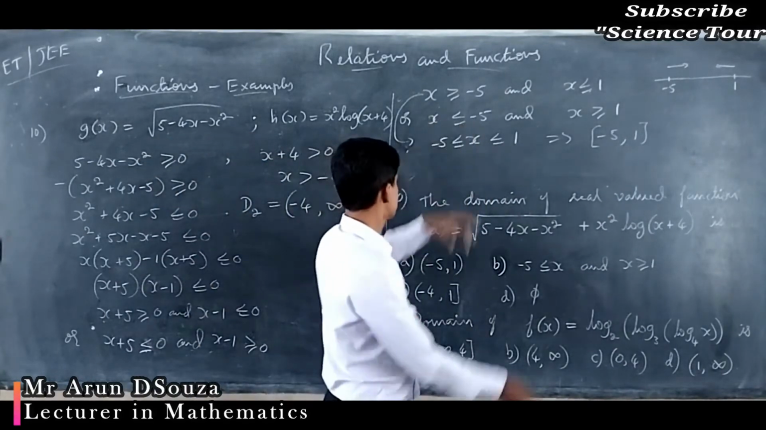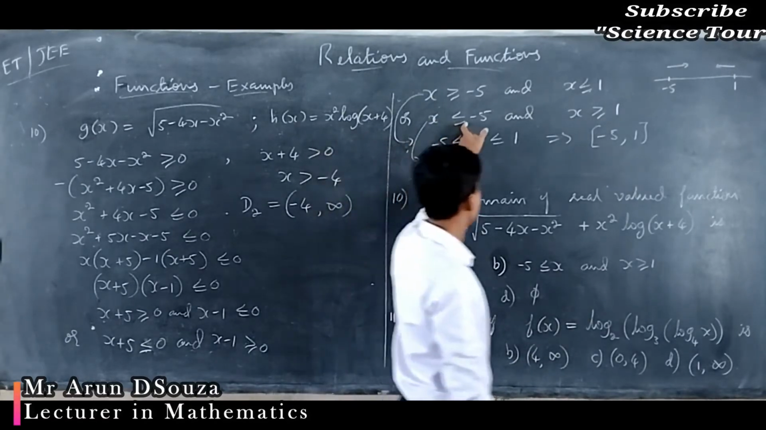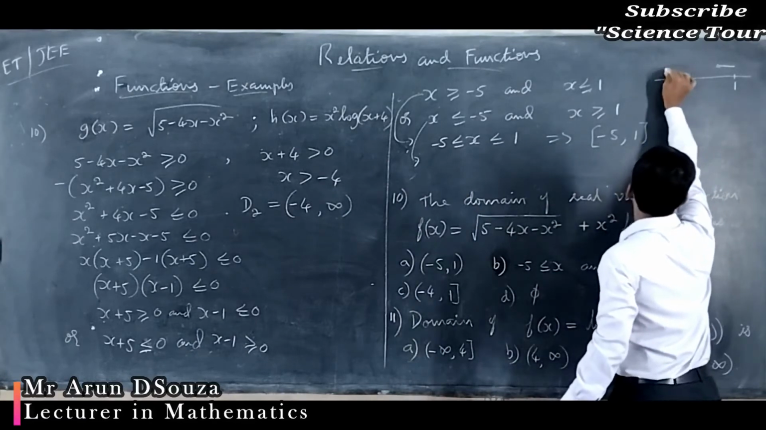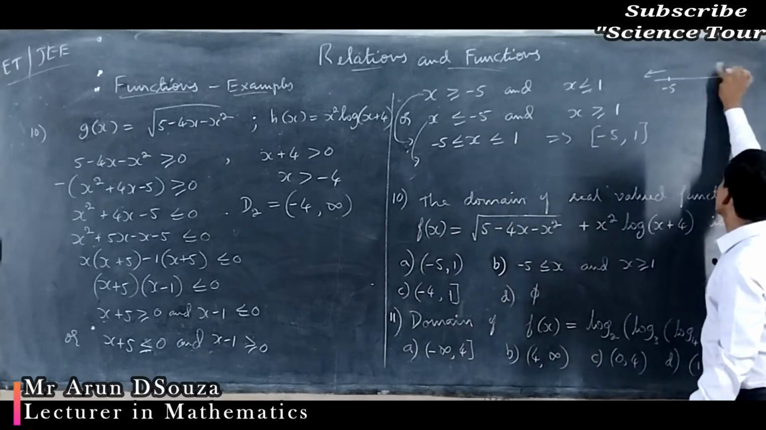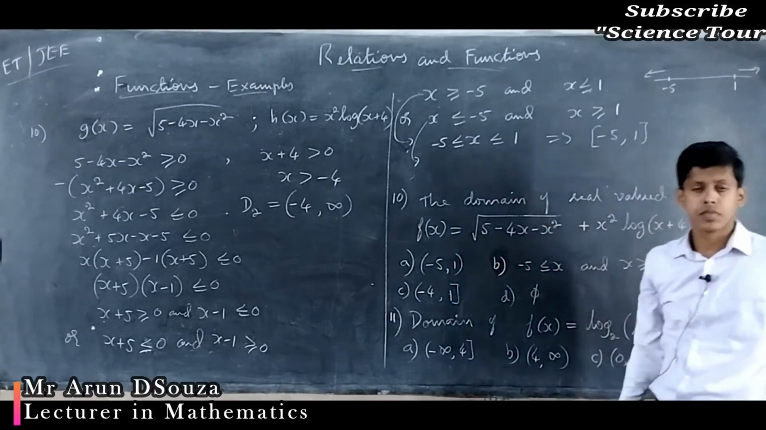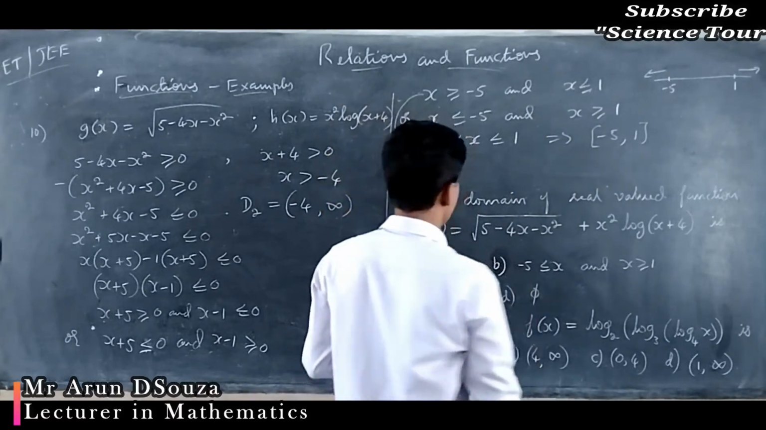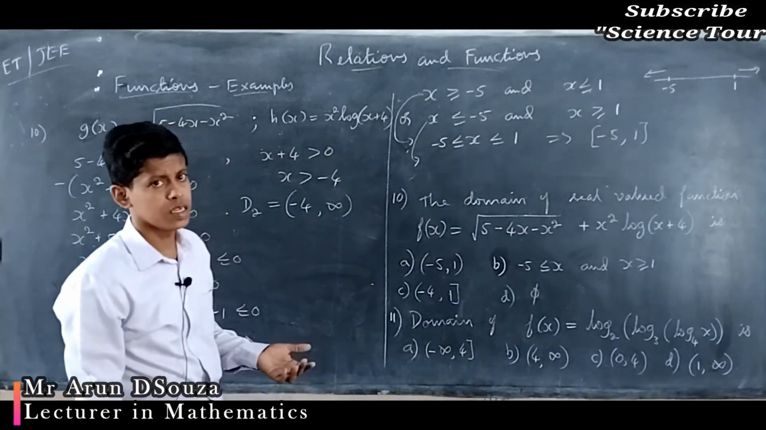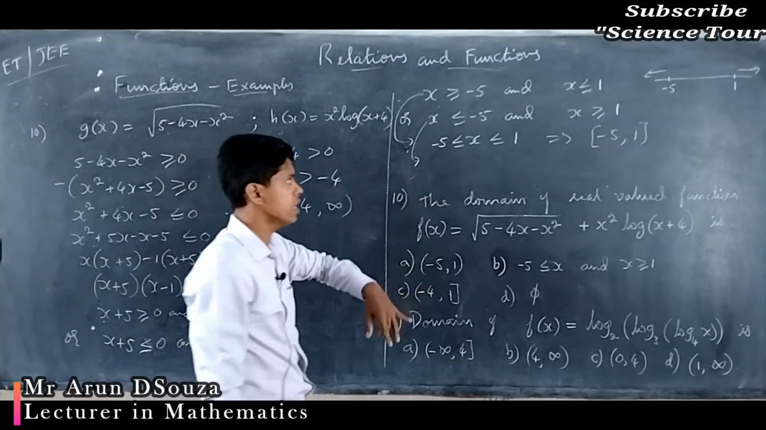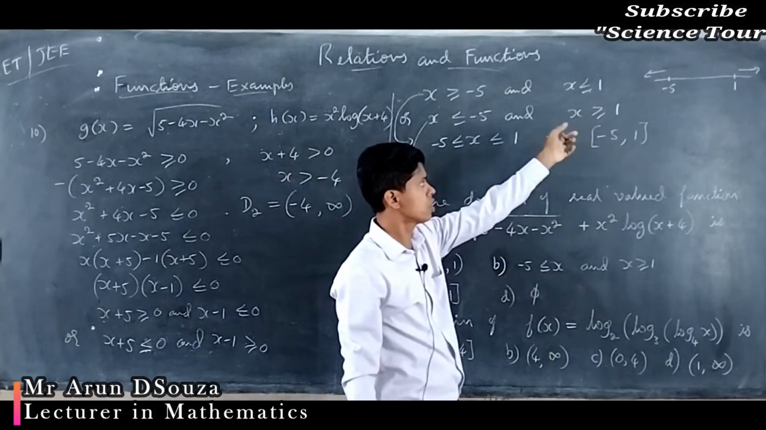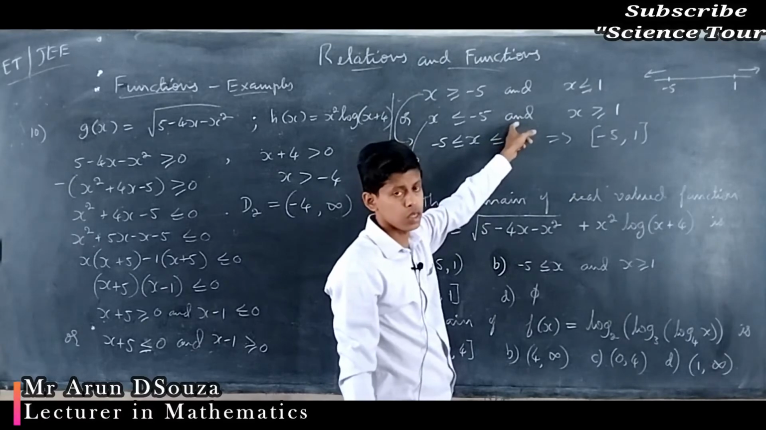Now what about this? x is less than or equal to minus 5 and x is greater than or equal to 1. That is also there. So do you have any region that is common there? No, you don't have any region common there, correct? So either this or that. You can write the union of both, but it should be both the regions.